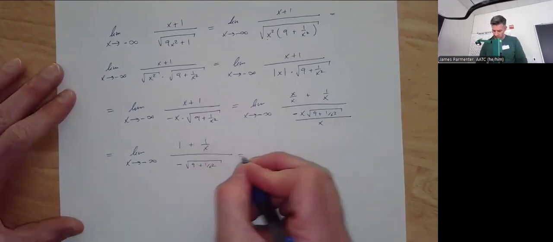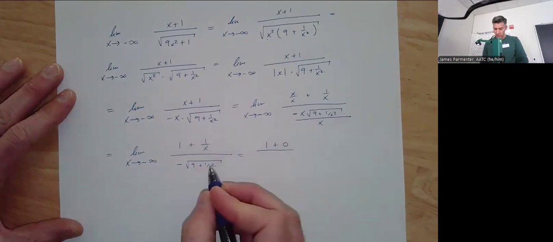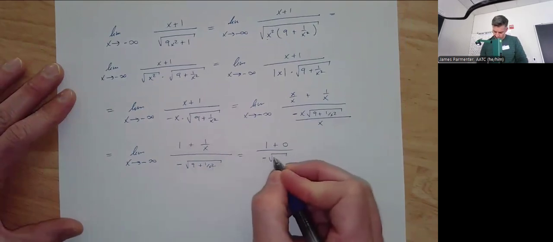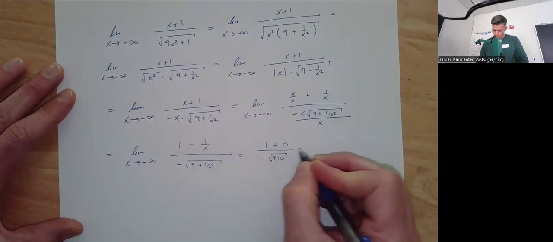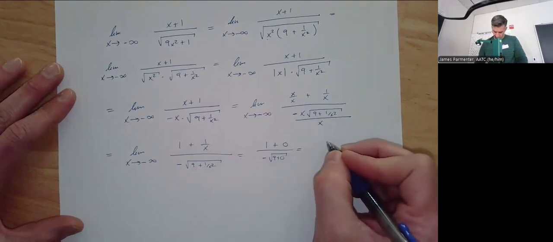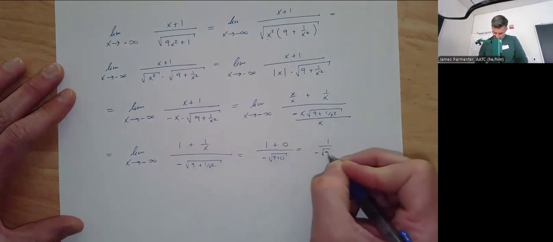The 1 over x goes to 0. The 1 over x squared also goes to 0. And we're left with 1 over the negative square root of 9, or 1 over negative 3.